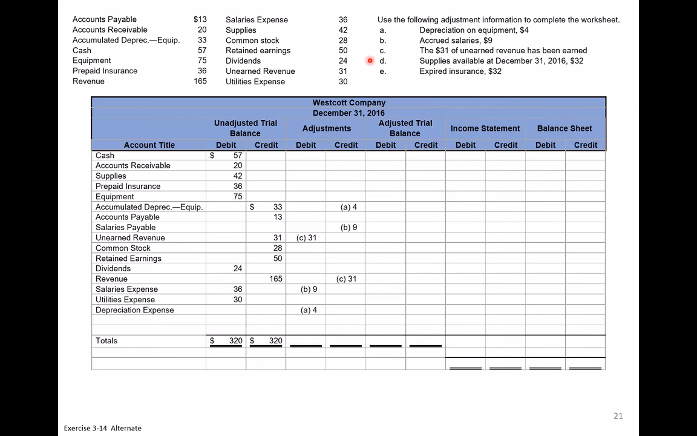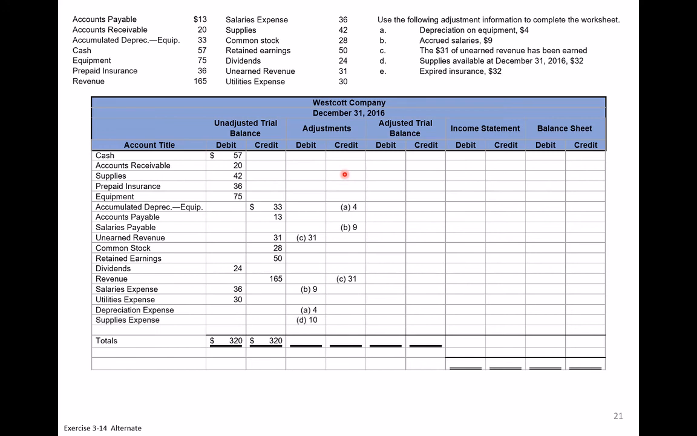Transaction D, supplies available at December 31st, 2016 was $32. So we see that we have supplies of $42, but the balance that we want is a supplies of $32. That means we have to take away how much of supplies? $10. We have to say that we've used up $10 of supplies. So supplies have a normal debit balance. We're going to reduce it with a credit of how much?